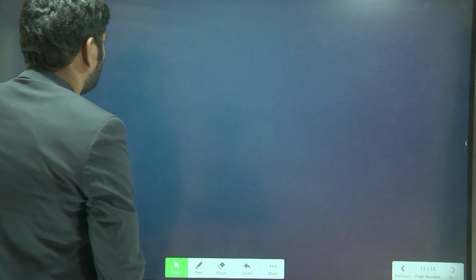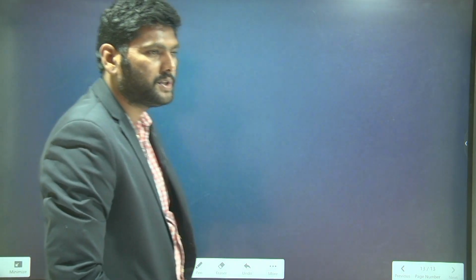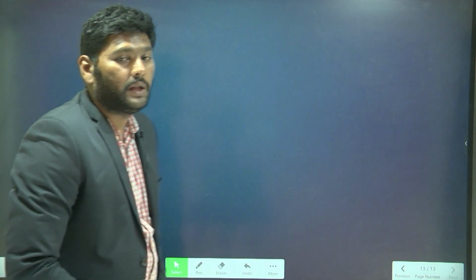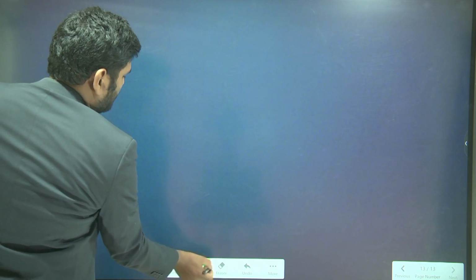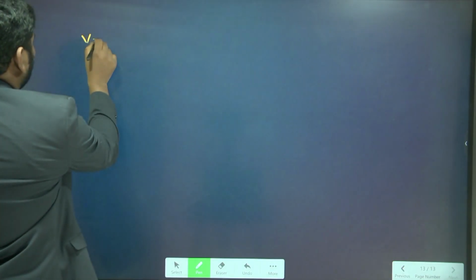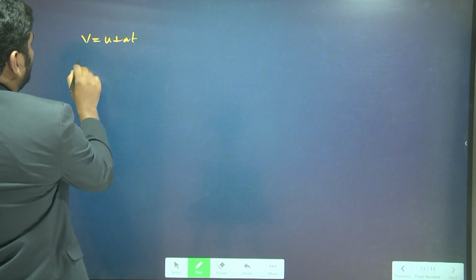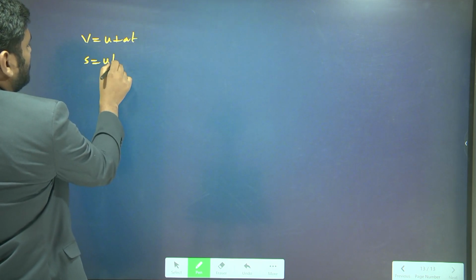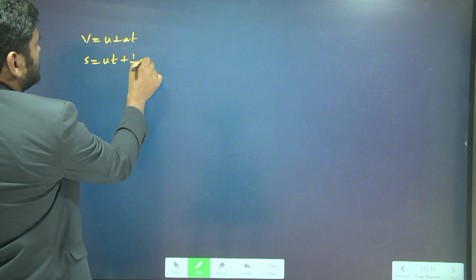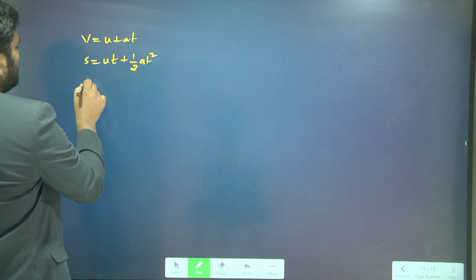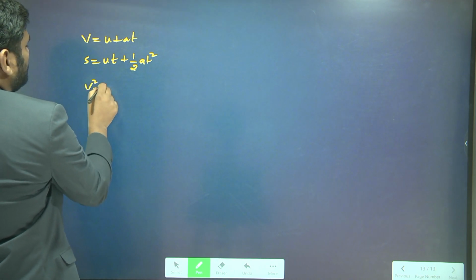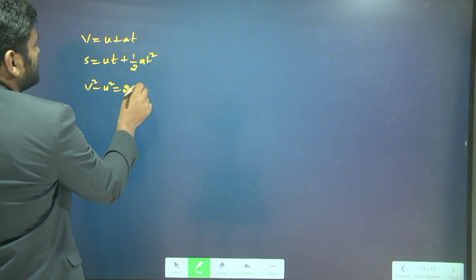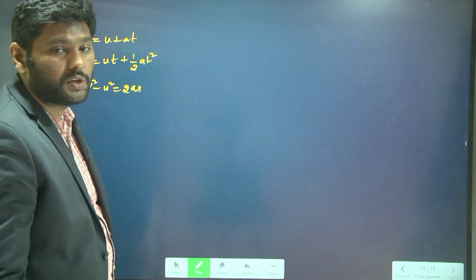So the other topic, let's go for the other topic. Yesterday we have seen all the equations of motion. Can you tell me all equations of motion? The first equation of motion is V equals U plus AT. Next one is S equals UT plus half AT squared. The third one is V squared minus U squared equals 2AS. These are the equations of motion we have learned.